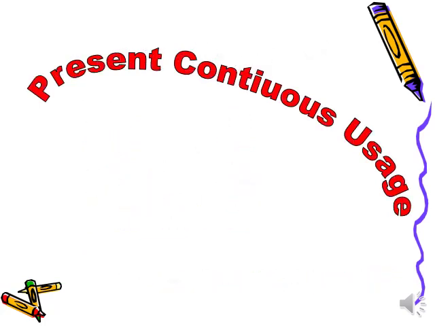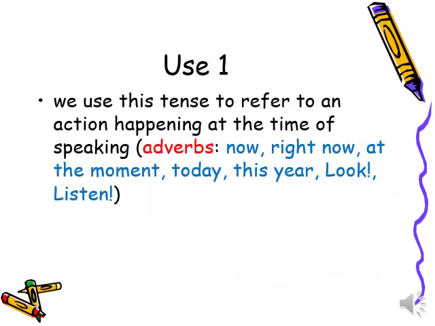So the present continuous usage is number one. We use this tense to refer to an action happening at the time of speaking.